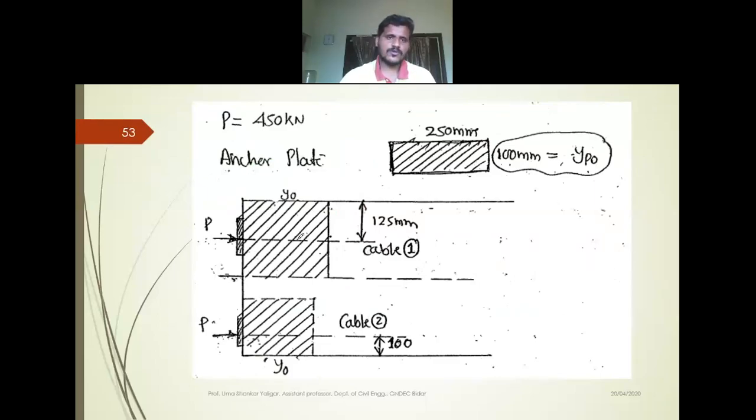Now this is how your anchor plate is given: 250 mm width and 100 mm depth. But we know that Yp0 is the depth of the plate, which is 100 mm. The depth of the plate is given, but here we need to calculate Y0. Here the Y1 is given as 125 mm for cable 1, and for cable 2 it is 100 mm near the support. This is the prestressing force that is given.